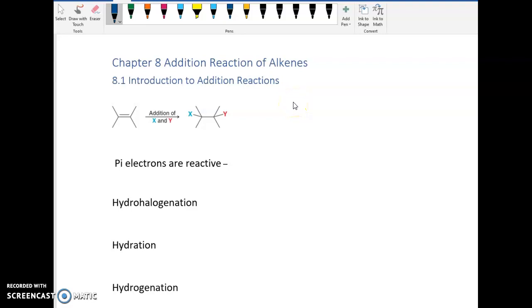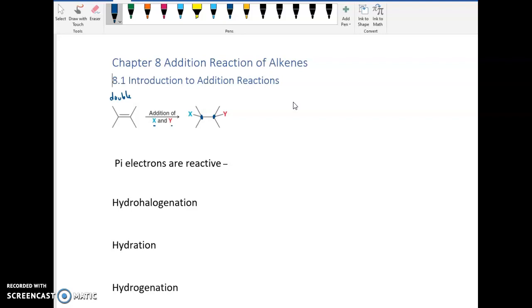So now we're ready for addition reactions. With addition reactions, we're going to start with a double bond, and we're going to add two things, one to one carbon and one to the other carbon. There are going to be a couple of things we're going to have to be careful about.